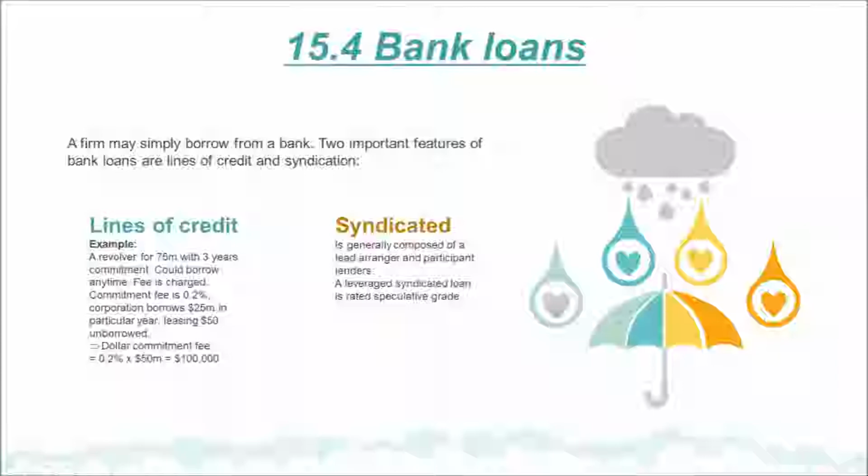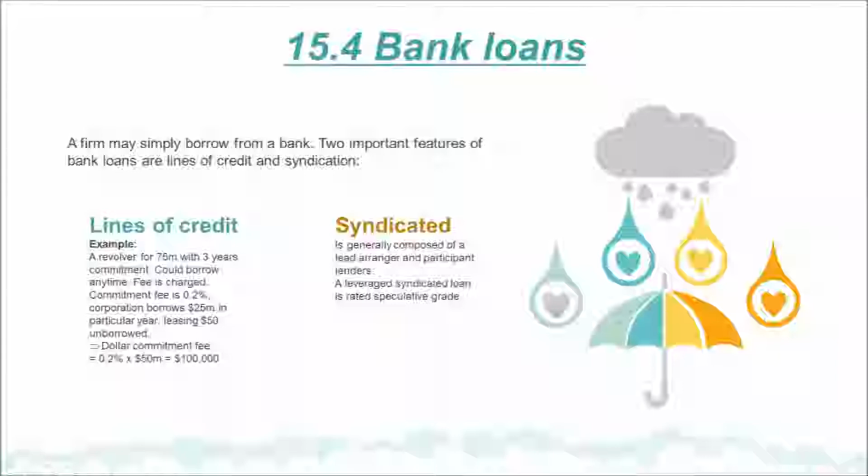And finally, we have bank loans. So a firm may simply borrow from a bank, and we have two important features of bank loans: lines of credit and syndication. So lines of credit: a bank often provides a business customer with a line of credit, setting the maximum amount that the bank is willing to lend to the business. I will give you an example. So a revolver for 75 million with a 3-year commitment, implying that the business could borrow part or all of the 75 million anytime within the next 3 years.